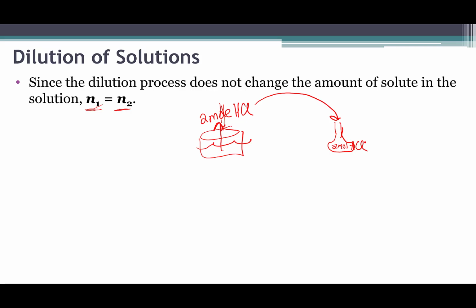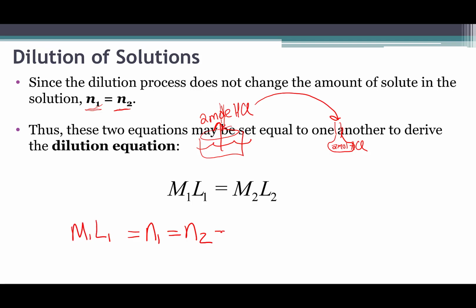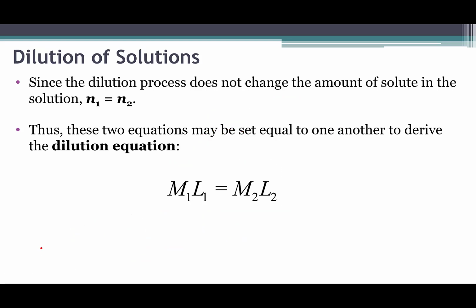So if we can set those two numbers equal to each other, then we are able to derive the following equation. If we had N1 equals N2, and that was equal to M1 L1, and this was equal to M2 L2, what we can essentially do is drop this middle part of the equation, and now we have our equation for a dilution. So that was just a quick derivation. Am I going to ask you to derive this equation on a test? Absolutely not. What I'm going to ask you to do is use this equation to solve a problem.